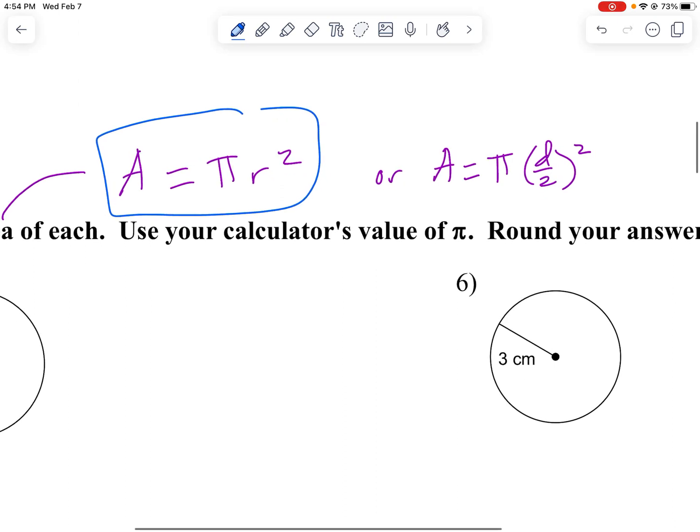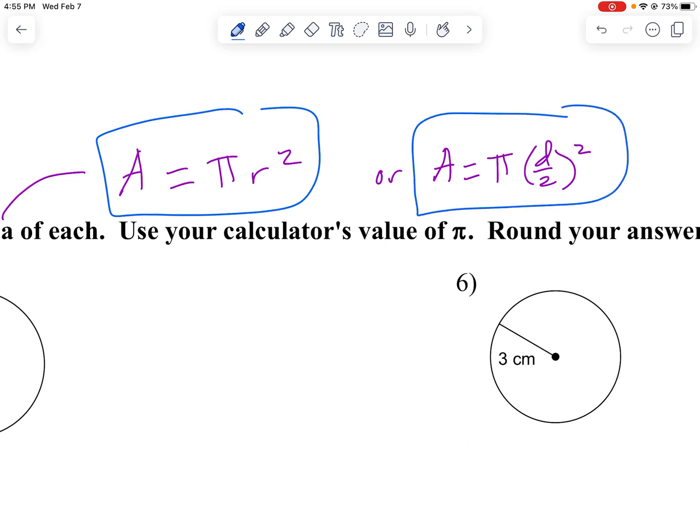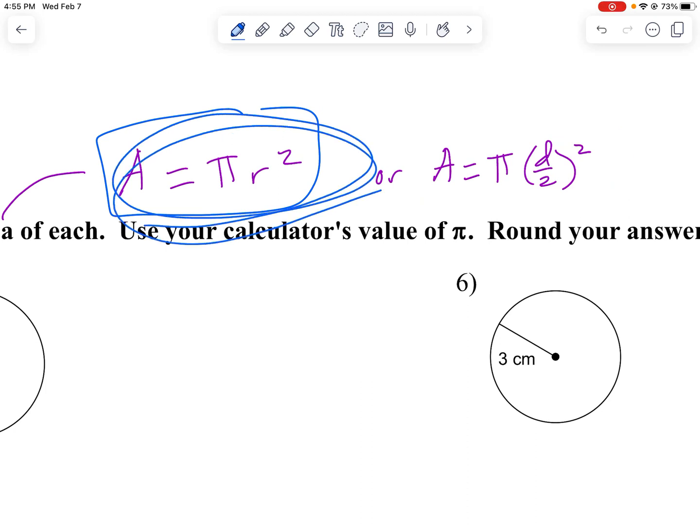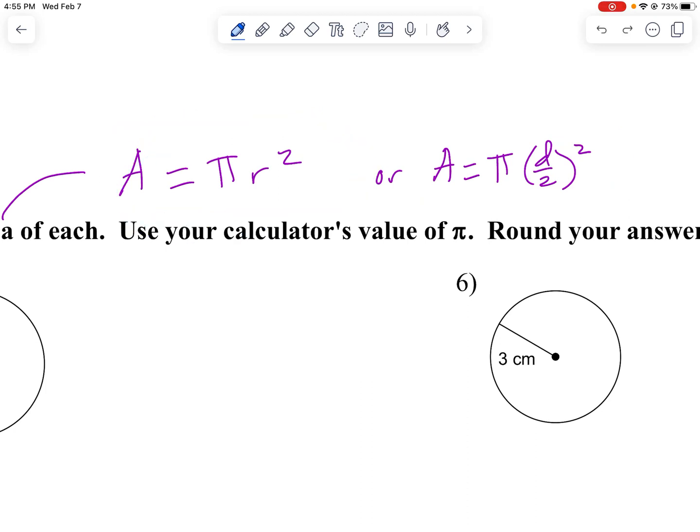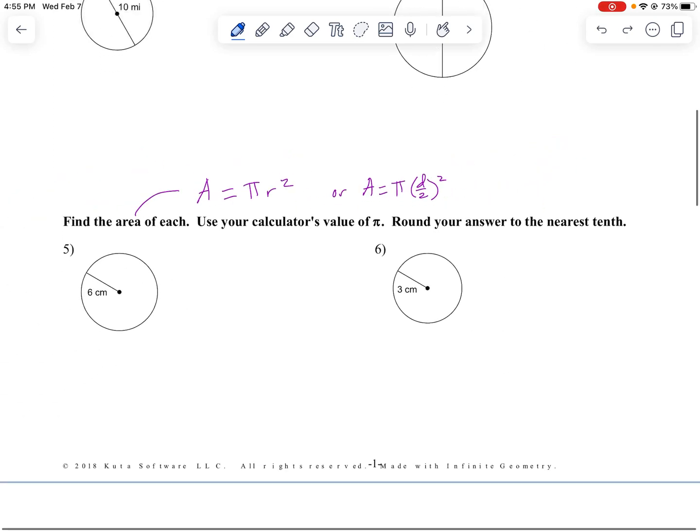But if you took what we learned a little bit earlier, that diameter is twice the radius, you can also write a formula that area is pi times diameter divided by 2, squared. Doesn't flow as well. Often we just use this one and then convert a diameter into radius, and that will go from there.